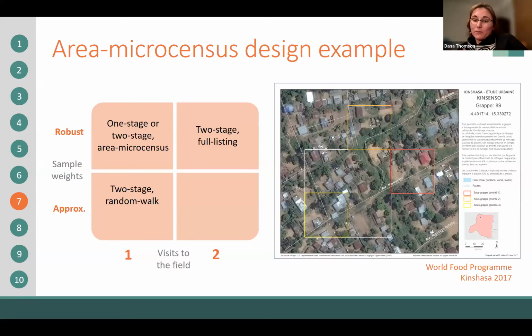It would be the same for any sample design, but I just thought it was very important to note that the area microcensus design, despite what some of us might think that gives us more clustering of household type, in complex urban areas can actually give us more diversity in household type.